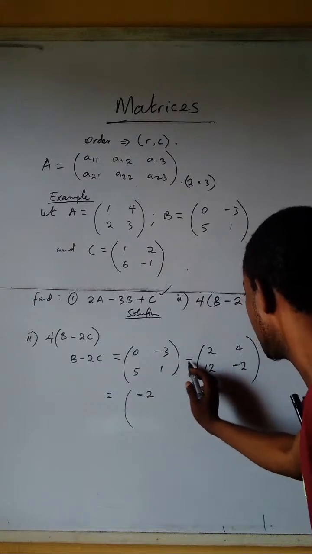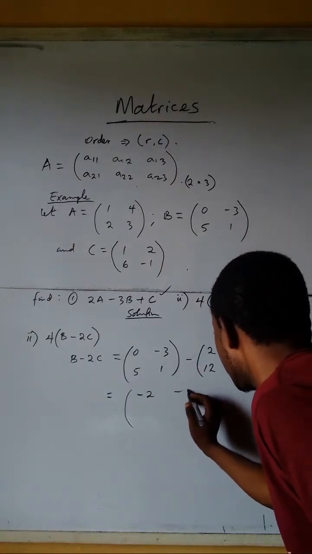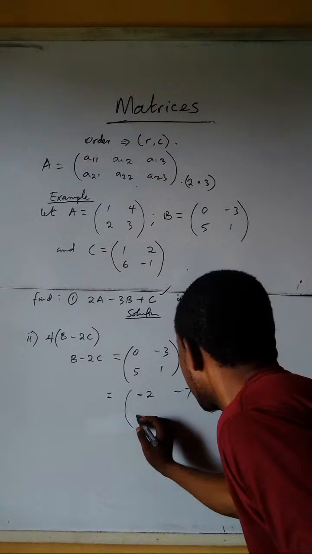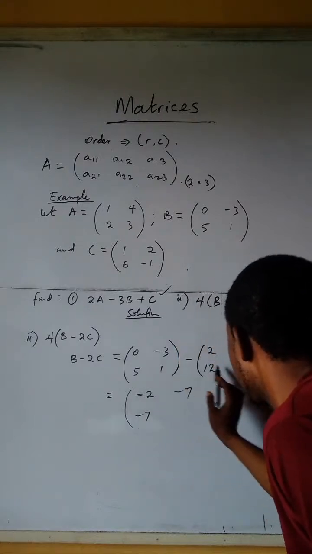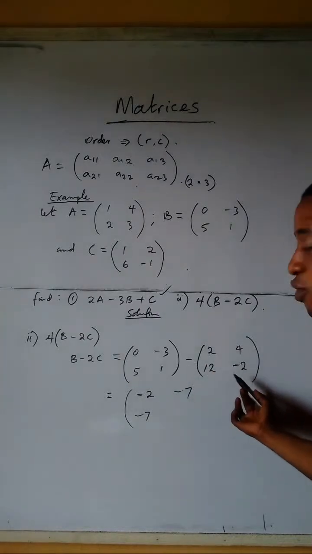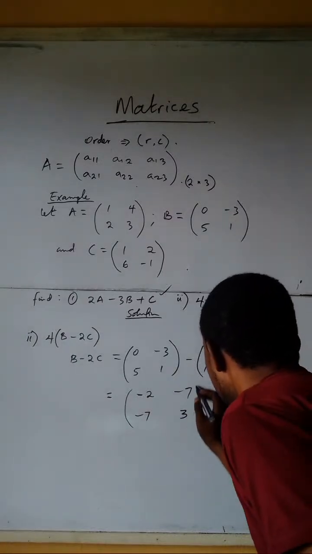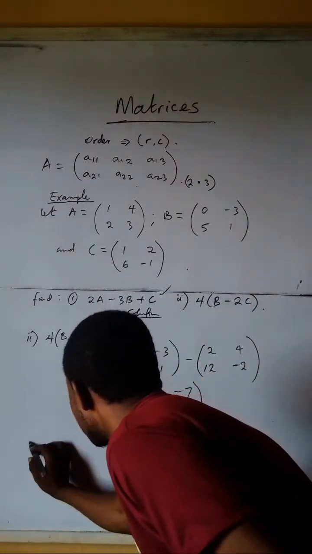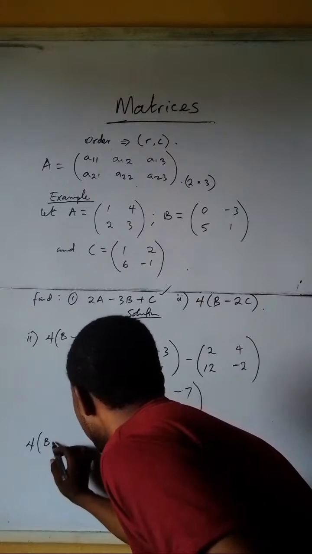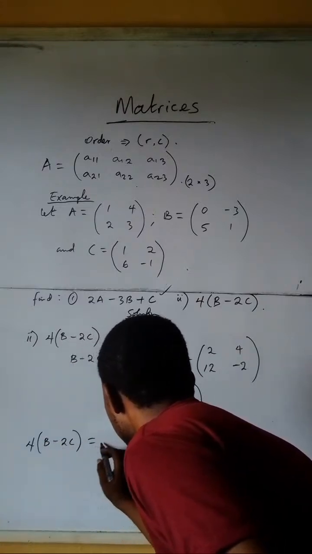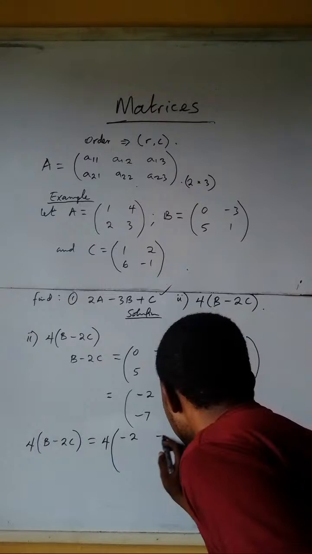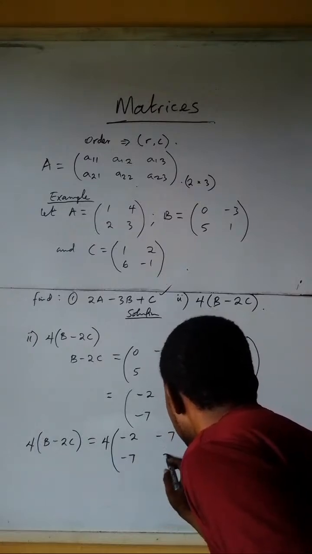Then we have minus 3 minus 4, that becomes minus 7. Then we have 5 minus 12, that's minus 7. Then 1 minus minus 2 here, minus minus turns to plus. So 1 minus minus 2, that's 1 plus 2, that's 3. That is, we already have b minus 2c. Then, to multiply by 4 now, 4 times b minus 2c will then be equal to 4 multiplied by what we have here, scalar multiplication. That's 4 times minus 2, minus 7, then minus 7, 3.